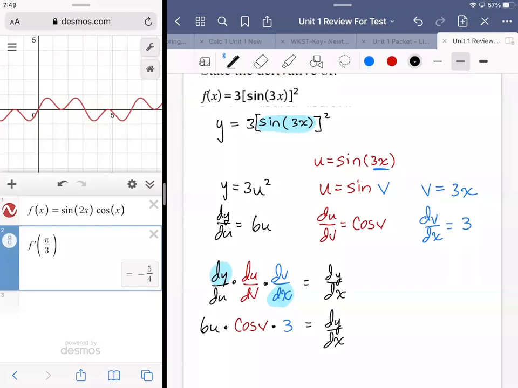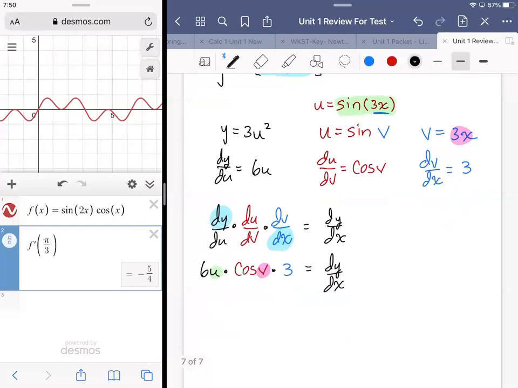The only thing that would remain, because all the derivative taking is done, is making some substitutions. We know u is equal to the sine of 3x. We know v is equal to 3x. Everything I need for a substitution is on paper. It's right in front of me. So 6 sine 3x times cosine of 3x times 3 would be equal to my derivative.